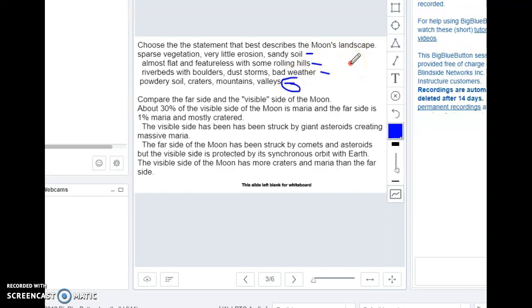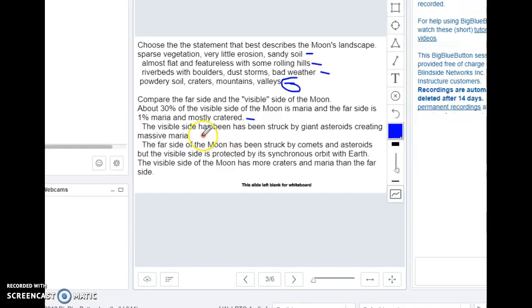All right, be sure that you understand or know what the moon's landscape characteristics are. Next question, compare the far side and the visible side of the moon. So compare both sides, far side and visible. We have about 30% of the visible side of the moon is Maria, and the far side is 1% Maria and mostly cratered.